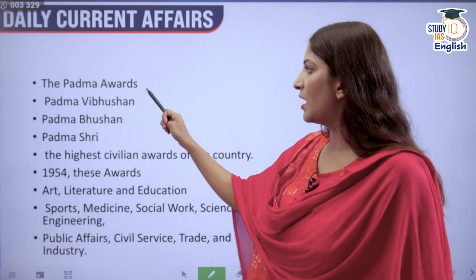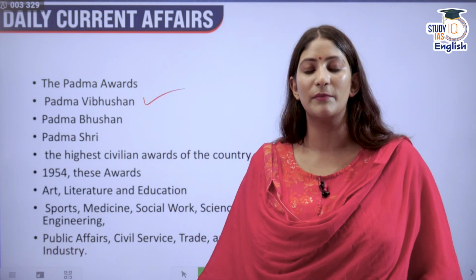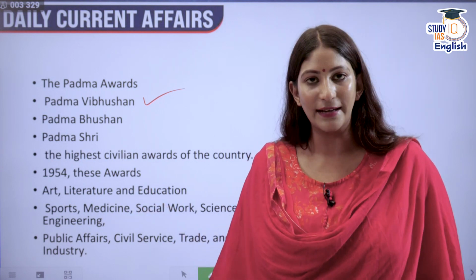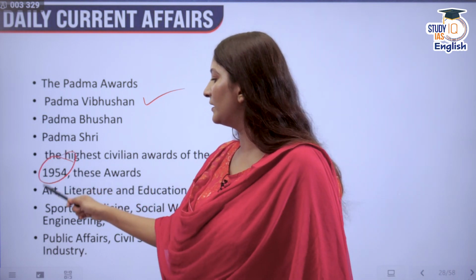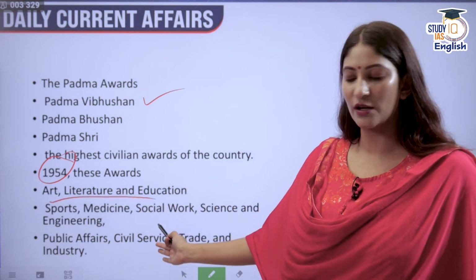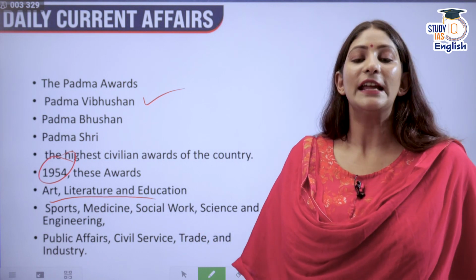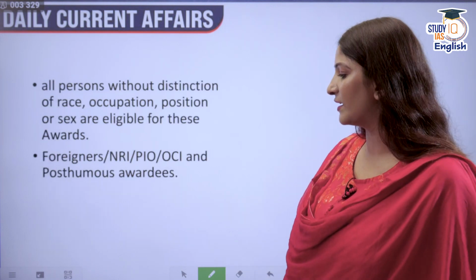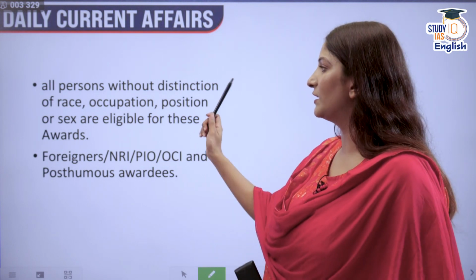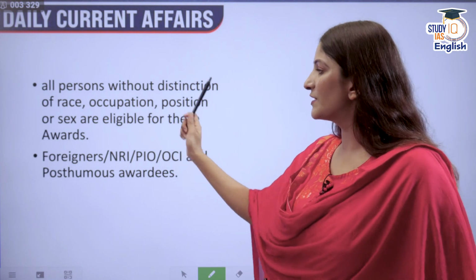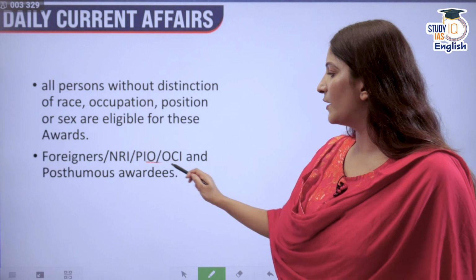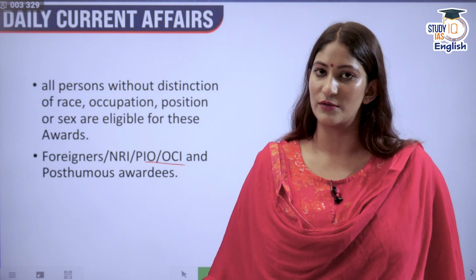Okay. So the Padma Awards, the highest is Padma Vibhushan, then Padma Bhushan, then Padma Shri, the highest civilian awards, and they were instituted in the year 1954. These are given in the fields of literature, art, education, sports, medicine, social work, science and engineering, even public affairs, civil services, trade and industry. All persons without any sort of discrimination on the grounds of race, occupation, position, sex are eligible for these awards. Foreigners, NRI, PIO, OCI and posthumous awardees are also given this.